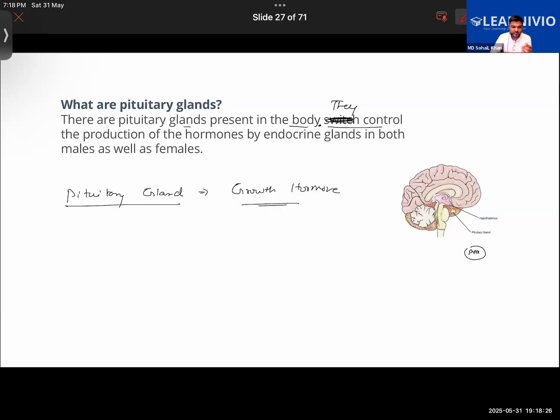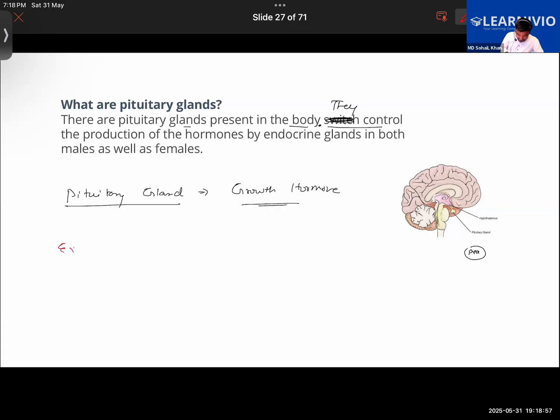So if an excessive amount of growth hormone is secreted, a person can suffer from a condition called gigantism, where they are abnormally very tall. But if very little growth hormone is secreted, they suffer from a condition called dwarfism.